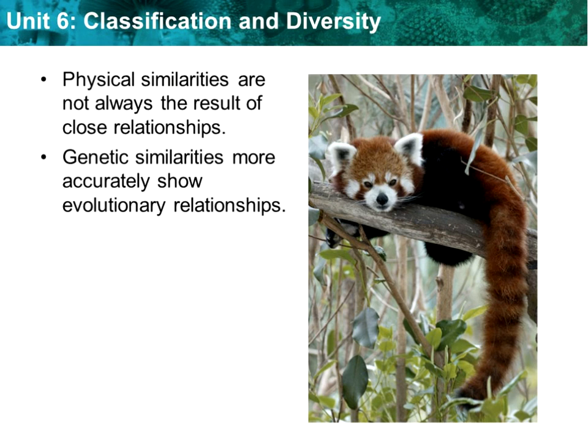So this gets into the second way to classify organisms. Physical similarities are not always the result of close relationships. Genetic similarities more accurately show evolutionary relationships. So this new system of classifying organisms bases it on evolution and on genetics. So this is more accurate, but both systems work. So don't think one is better than the other. They both work, they just organize it differently.